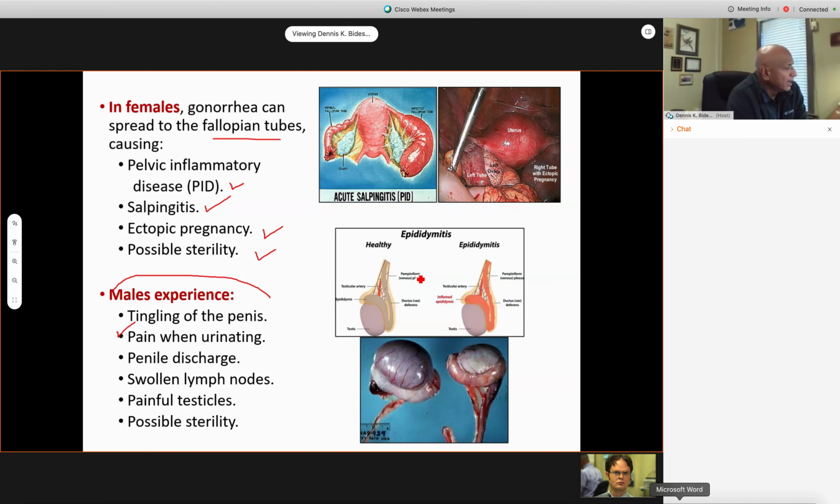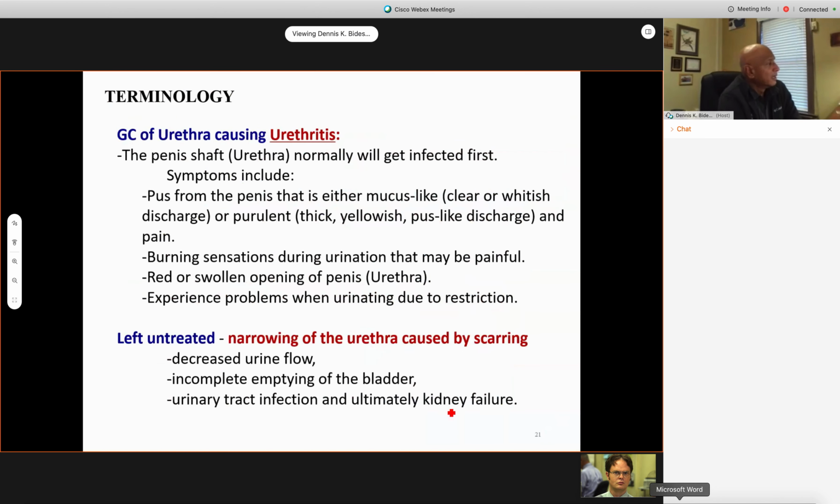All right. For males, I mentioned epididymitis. This is inflamed epididymis caused by Neisseria gonorrhea. All right, so here's normal, and here's an inflamed epididymis. What happened? The bacteria grew from the urethra all the way down to the vas deferens, and it ended up in the epididymis. All right, so just some terminologies. Urethritis, inflammation of the urethra.